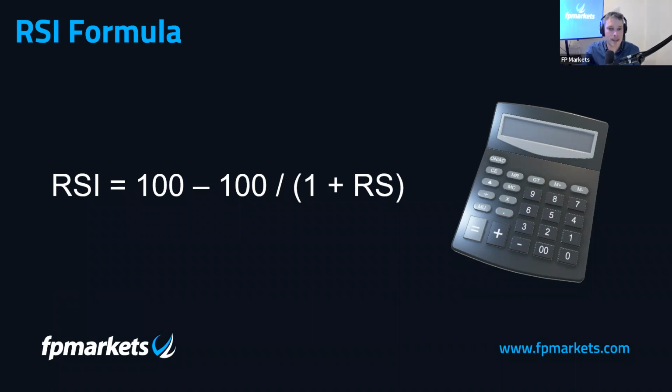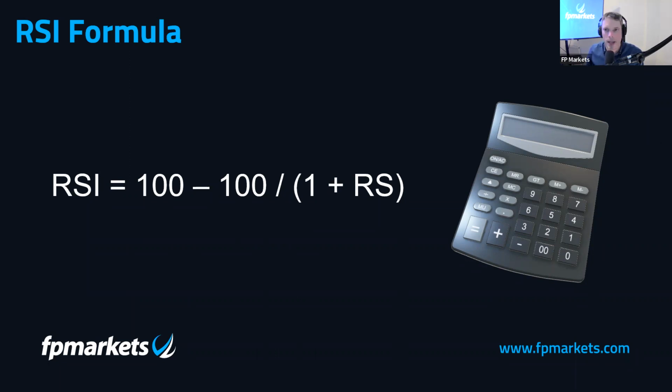To get the average, we simply sum the moves and divide by 14. So it's simply, imagine your simple moving average. It's an arithmetic average. So yes, we simply sum the moves and divide by 14. Once this is done, we can divide the average of the up moves by the down moves to give us the RS, or relative strength. We then, as you can see, add 1 to this, then divide 100 by it. This value is then taken from 100 to give us the RSI value.